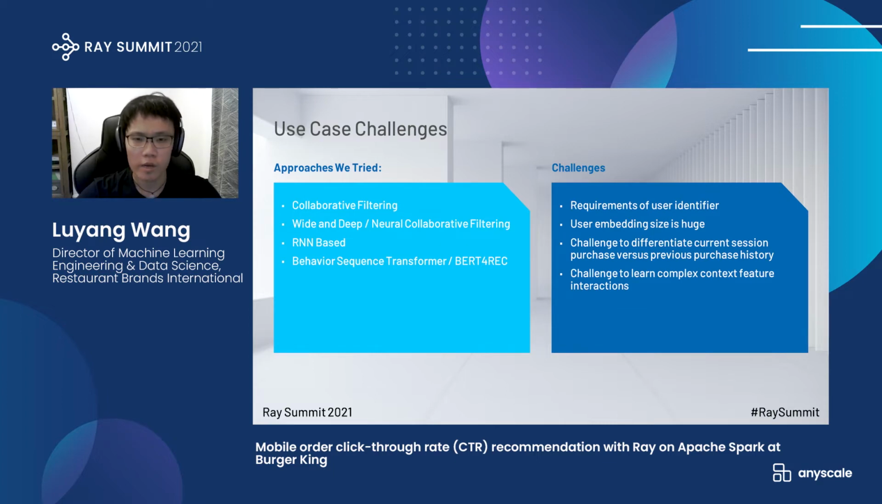And they come and go, right? But for our recommendation system, maintaining those user embeddings is a huge size, and we have to do a lot of work just to make the recommendation work in production. So user embedding is also a problem. Another challenge is to differentiate current session purchase versus previous purchase history. That is also hard to handle.